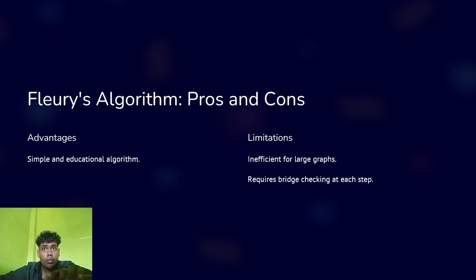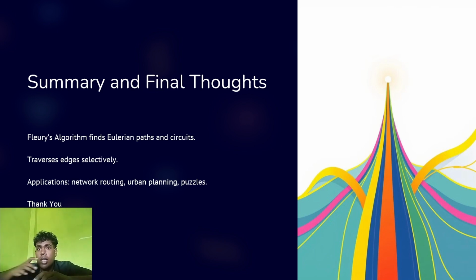To summarize, Fleury's algorithm is a powerful method for finding Eulerian circuits by following simple steps and avoiding bridges. We can efficiently traverse every edge in a graph exactly once.